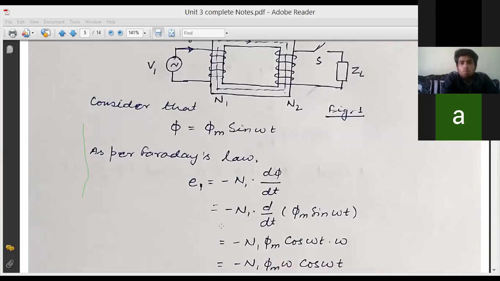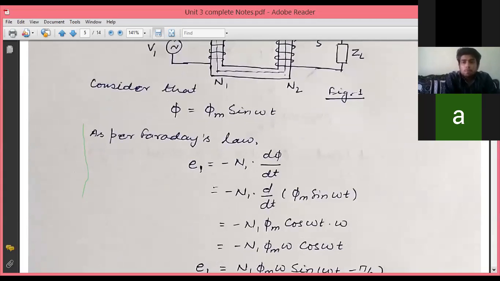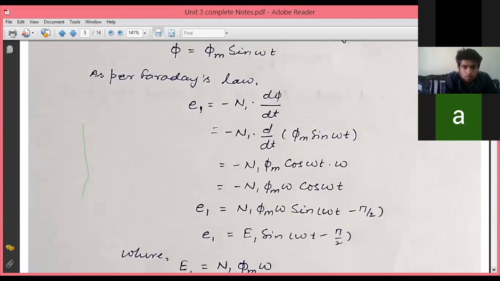So we will write the expression minus N1 into d by dt of phi m sin omega t. Mathematically, we differentiate phi m sin omega t with respect to t. Since phi m is constant, it stays outside the derivative. The expression becomes minus N1 into phi m, and sin omega t gets converted into cos omega t. Since the differentiation is with respect to t, there will be a factor of omega. So the final expression is E1 equals minus N1 into phi m into omega into cos omega t. Now we will combine the minus with the cos.